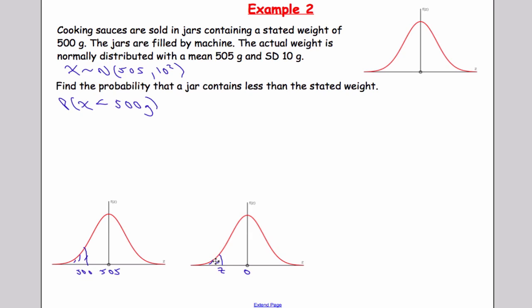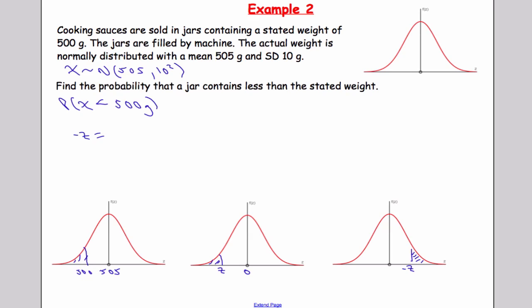Only problem is I can't find probabilities to the left of 0. So I'm actually going to need to use the symmetry, and I'm going to look at this region. So that will be minus z, and I'm going to look for that region. Okay, so let's get minus z.